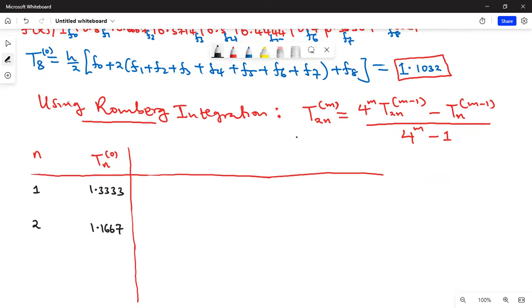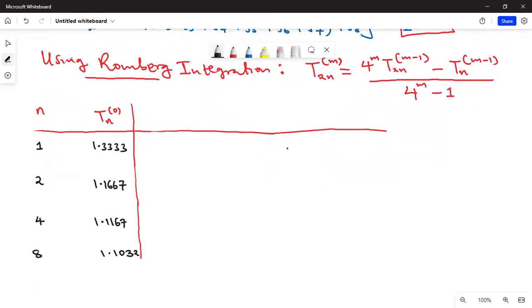Another one was n is 4 subdivisions, and our value was 1.1167. And finally, when we have 8 subdivisions, we got 1.1032. So that's what we have.